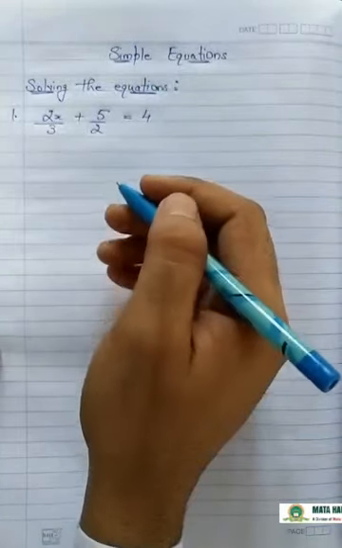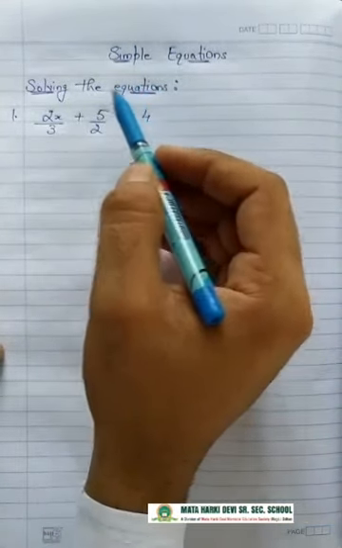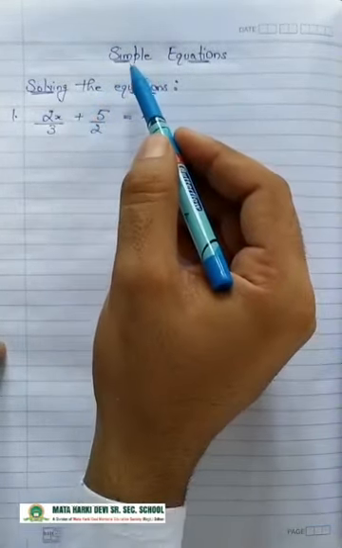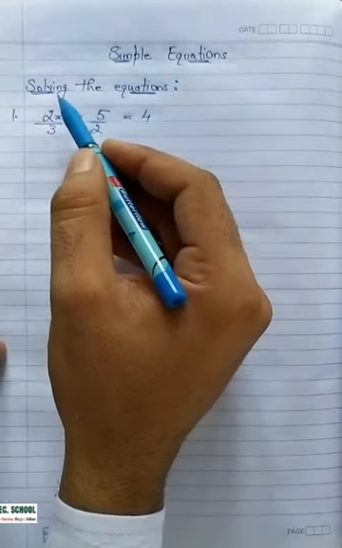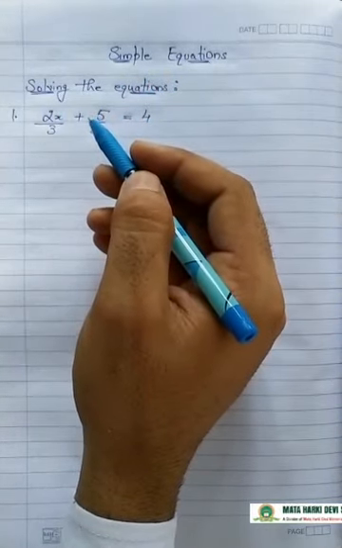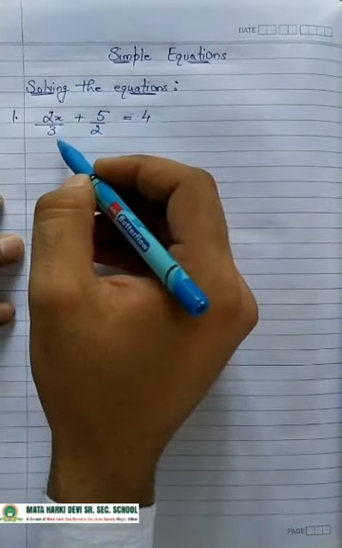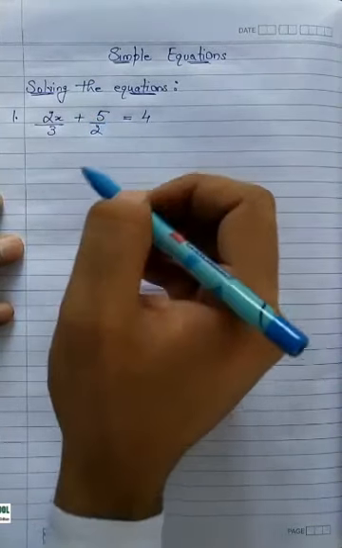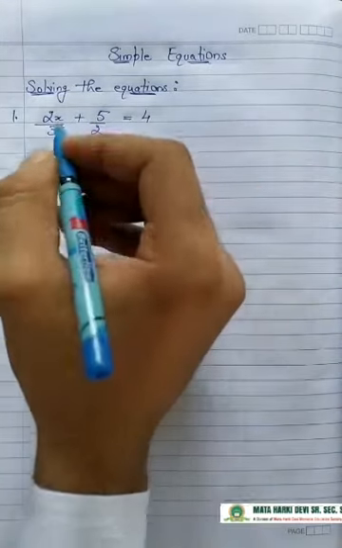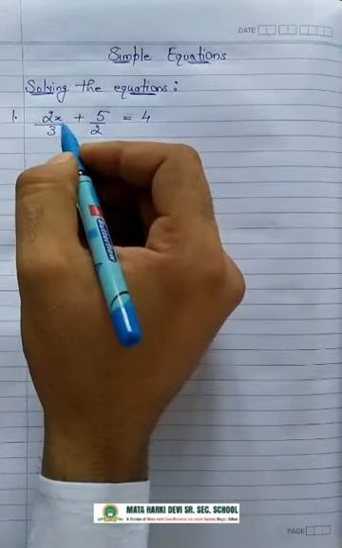Hello students, today we are going to start our next topic from the chapter Simple Equations. The topic is solving the equations. So I'm here with the first equation, 2x by 3 plus 5 by 2 is equal to 4. You just need to find the value of x.